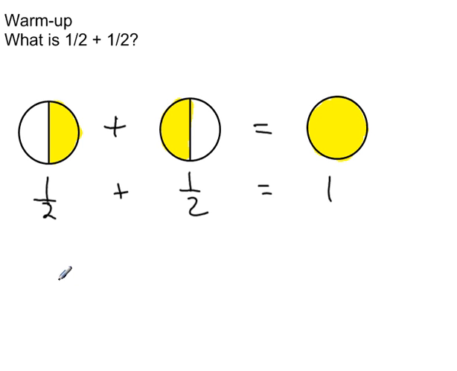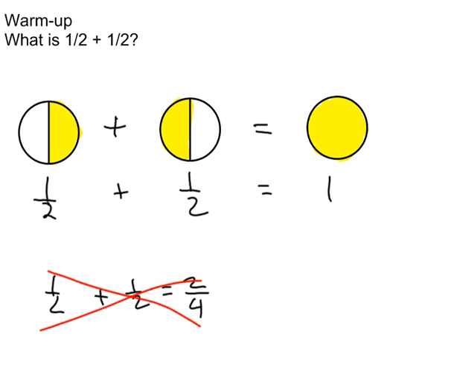But so many students like to say that 1/2 plus 1/2 is equal to 2 over 4. That's wrong. What are they doing? They're adding 1 plus 1 and they're getting 2, and they're adding 2 plus 2 and they're getting 4. That's wrong. You're not supposed to add fractions like that. Plus, you know that a half plus a half is equal to a whole. You can see it in the pictures here.